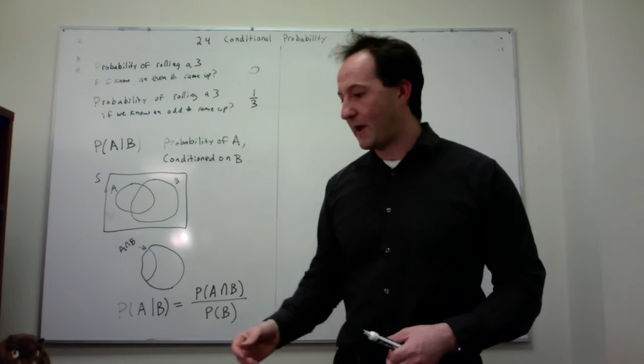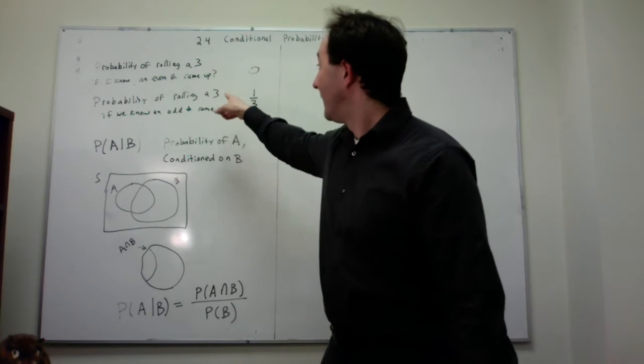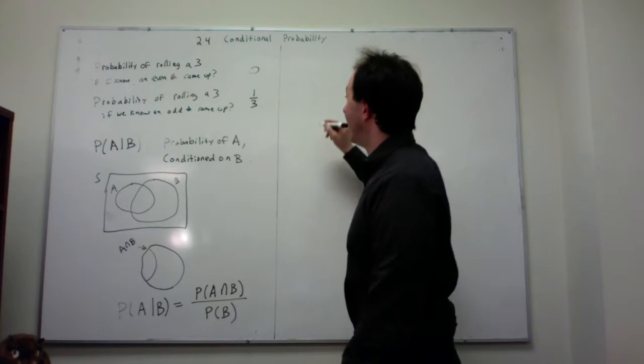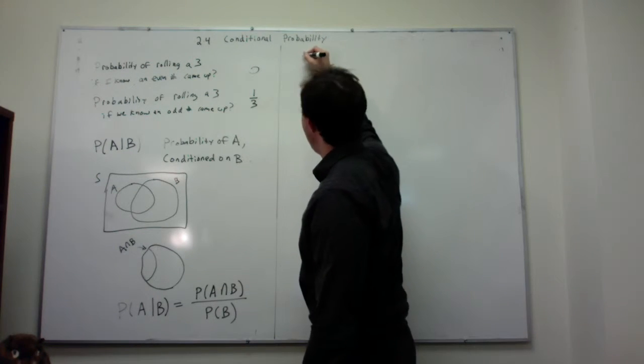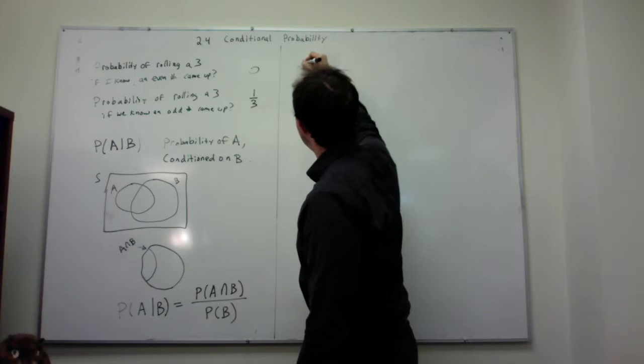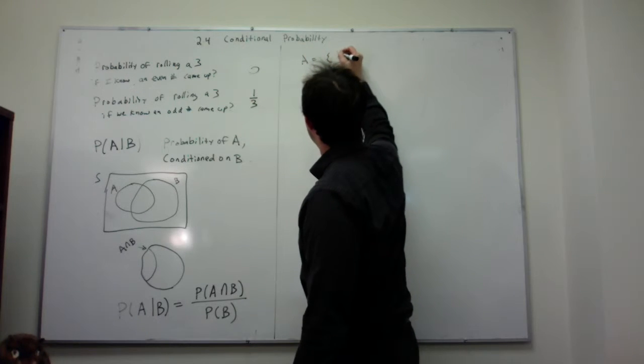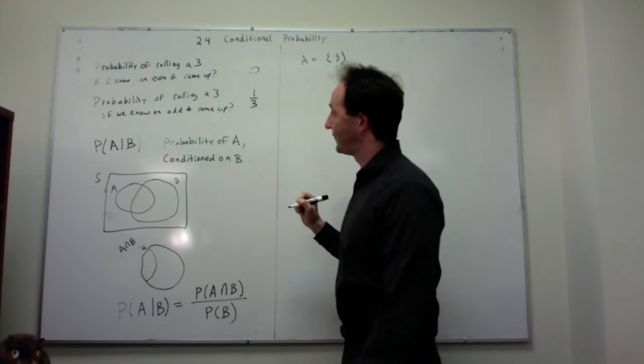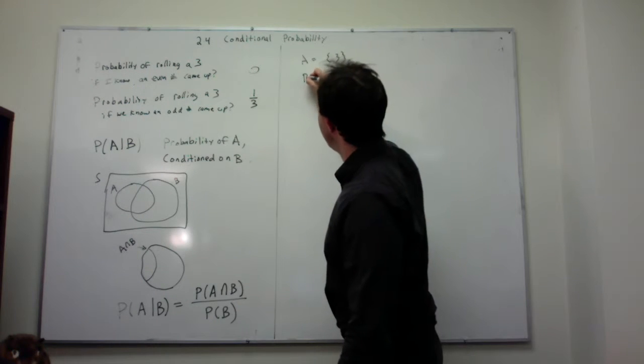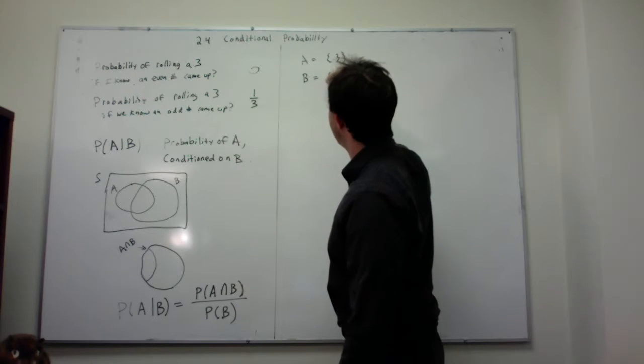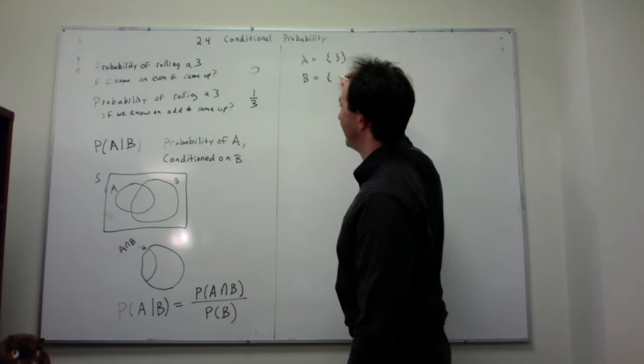Okay. So if we go back to this example up here of rolling the dice, if I let my event A be the event of rolling a 3, then I can let B be the event of having an odd number.